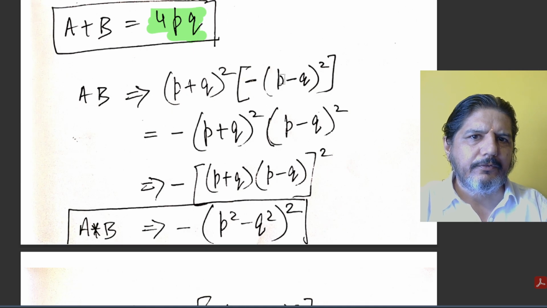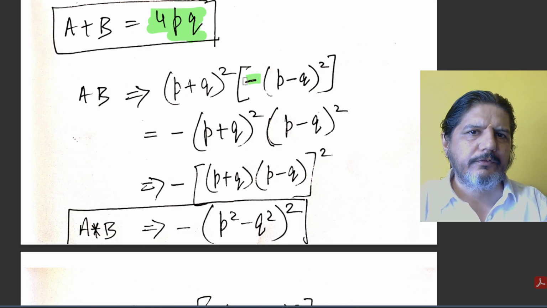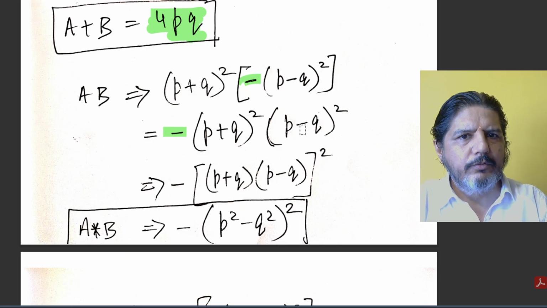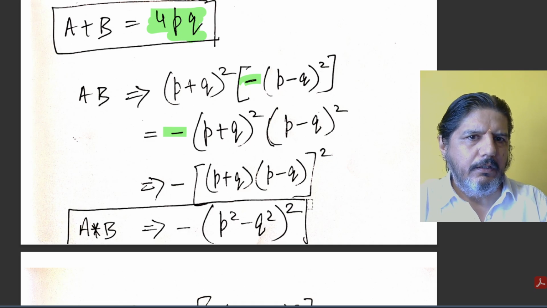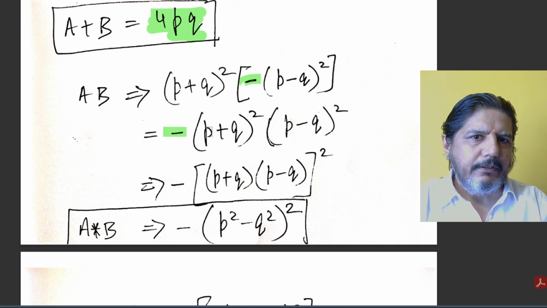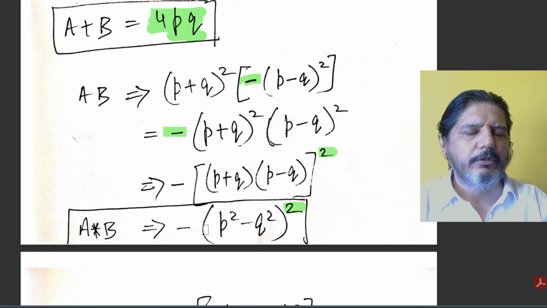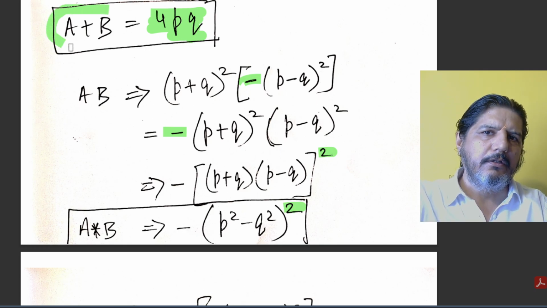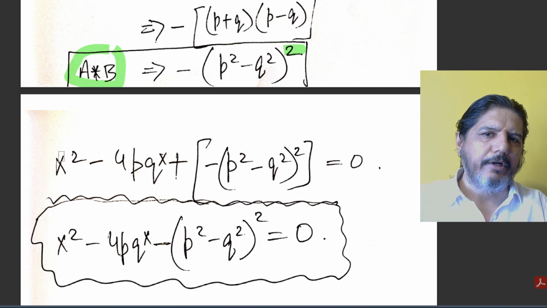Now the interesting thing which happens is, one manipulation that you'll have to do is that you take this minus outside. This is p plus q whole square multiplied by p minus q whole square. So I use the square brackets, and see, this is (p plus q) multiplied by (p minus q). So this would be equal to p square minus q square, and this whole square would be outside. So the value of A into B I have found to be minus (p square minus q square) whole square. And now I have the value of A plus B, I have the value of A into B, and this is the required value.